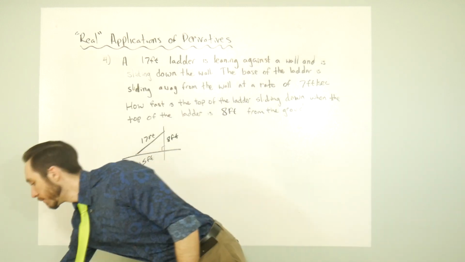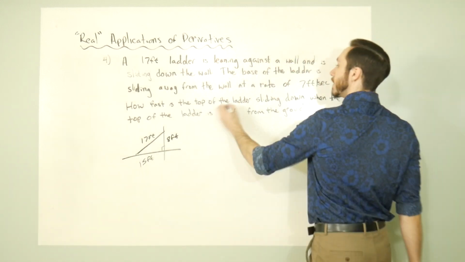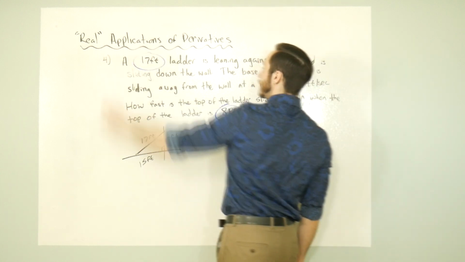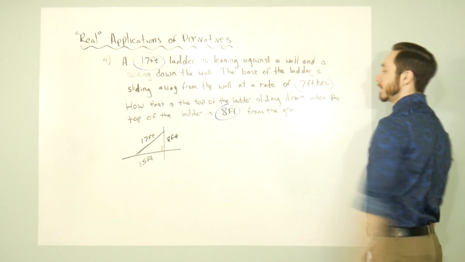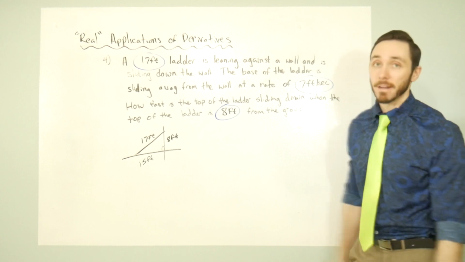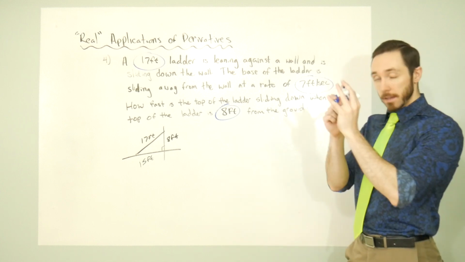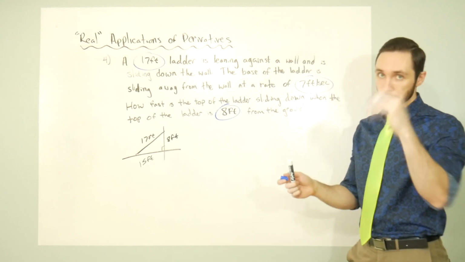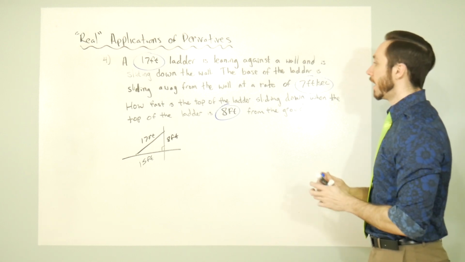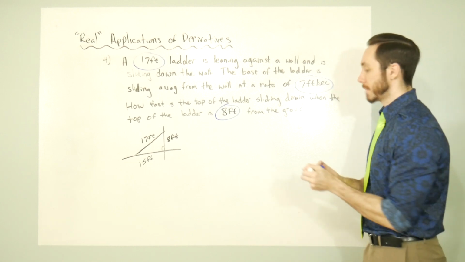Okay, so what have we used thus far? We have used this 8. We have used this 17. But how the heck do we use this 7 feet per second? We got to set up an equation. We got to set up a function to play with and take the derivative of it with respect to time. So we just use the Pythagorean theorem.